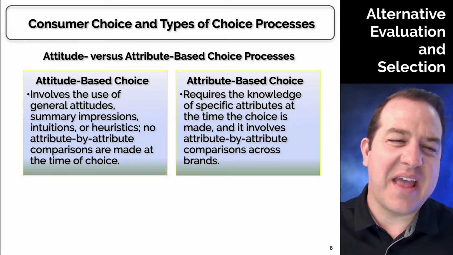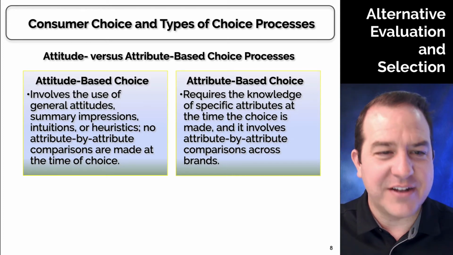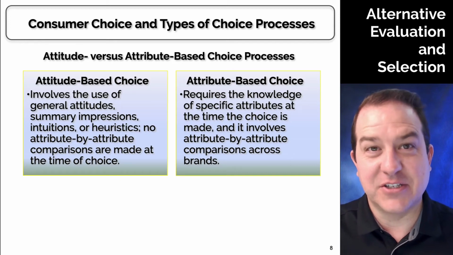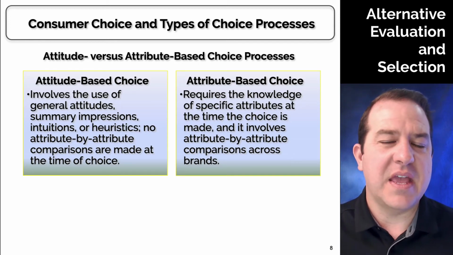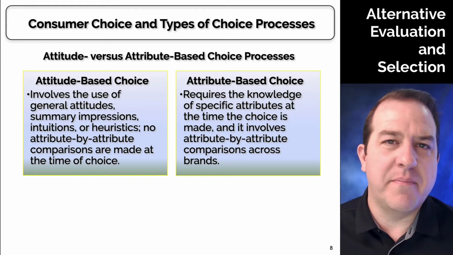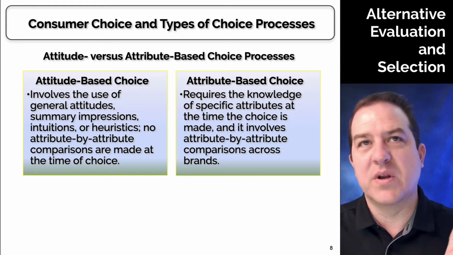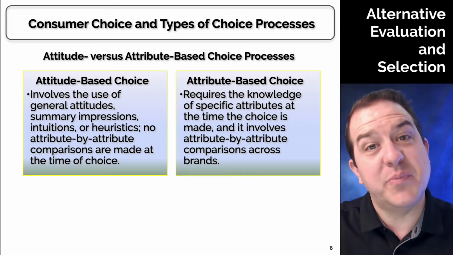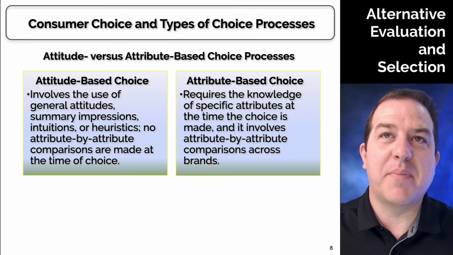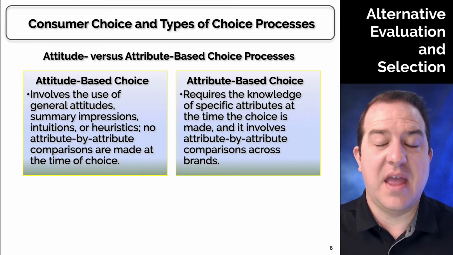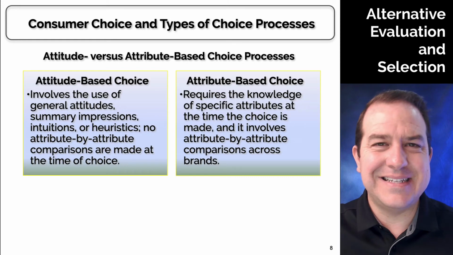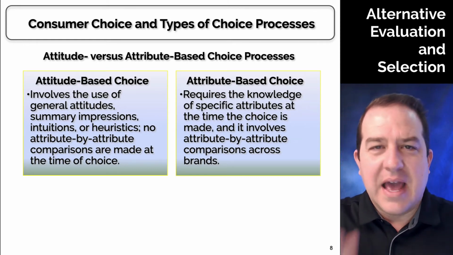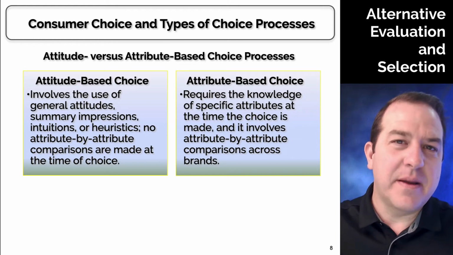Attitude involves the use of general attitudes, summary of impressions, intuitions, heuristics, no attribute by attribute comparison. So going back to Ford versus Honda, if I just felt like, hey, Honda's a better car, I'm going to go in and make that purchase. I don't compare a Ford Escape and a Honda CRV, and I don't go through and make all those criteria things, which is an attribute-based choice. So I bought a Volkswagen Tiguan, and I was looking at the Honda CRV. I just didn't love the way it looked, but with attributes I was going through, and finally I was like, you know what? I think with everything I'm looking for, actually the VW is going to be a better choice.